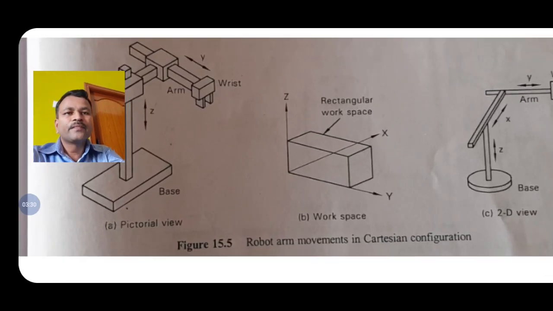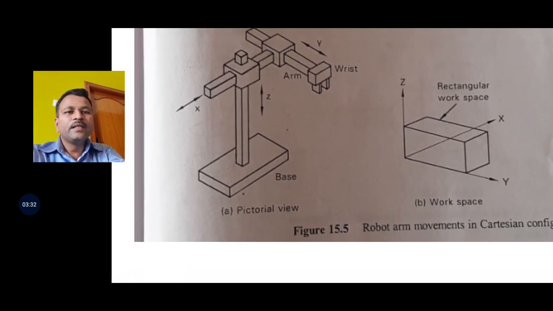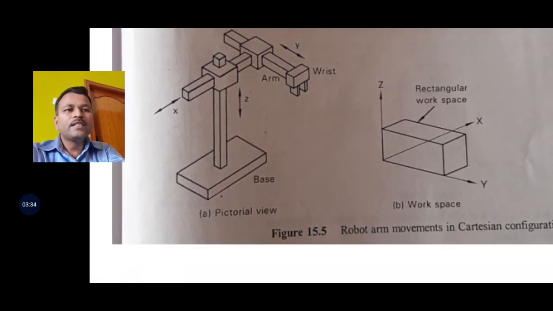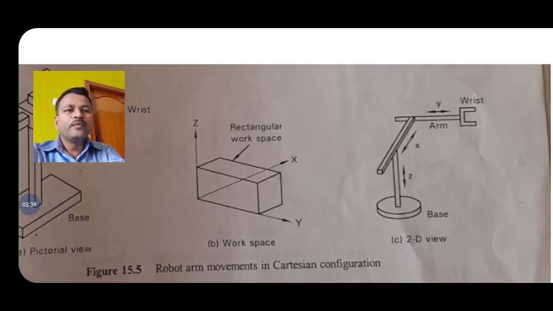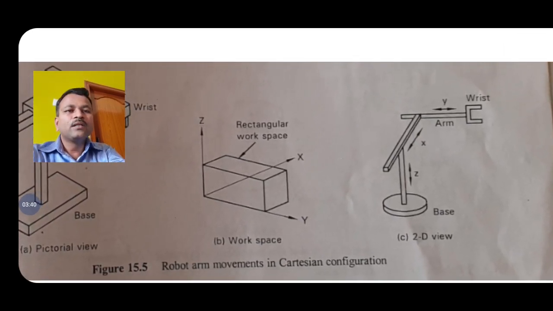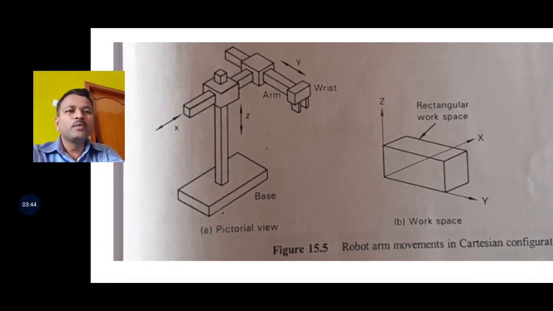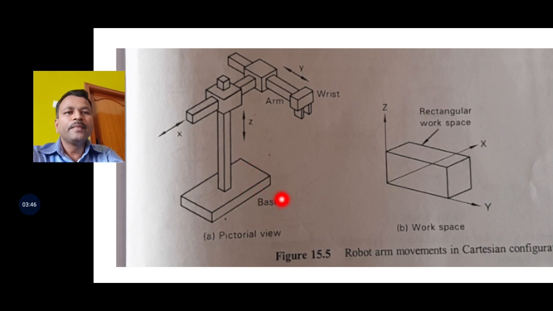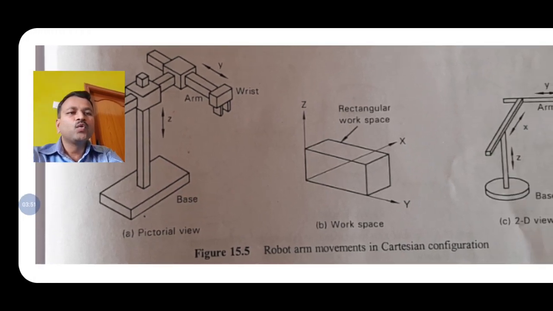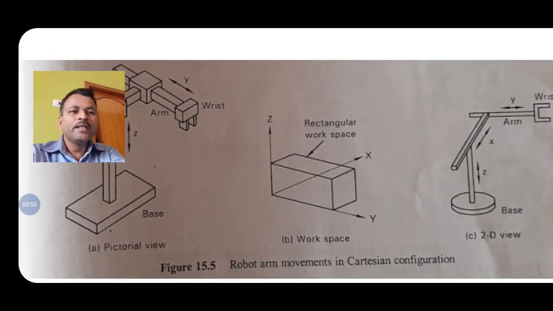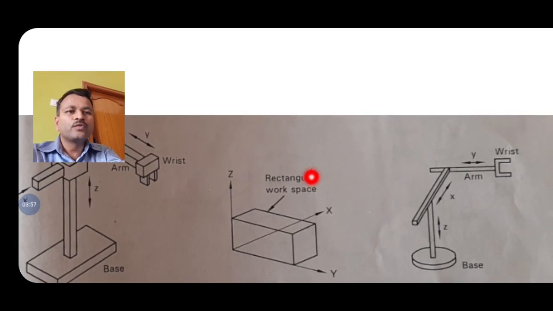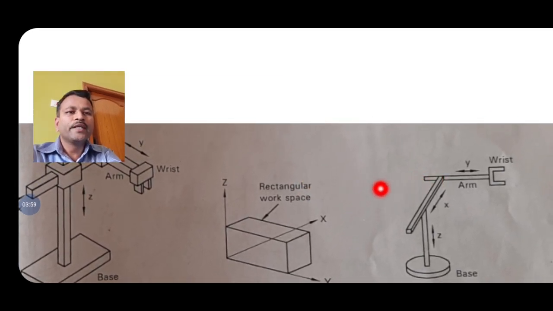You see this. This is a pictorial view, and this is the workspace, and this is the 2D view. It is recommended that you draw this view and this view. Drawing the pictorial view is okay, but it is suggested that you draw 2 views for every robot configuration. We have 4 robot configurations, and for each you can draw these 2 views.